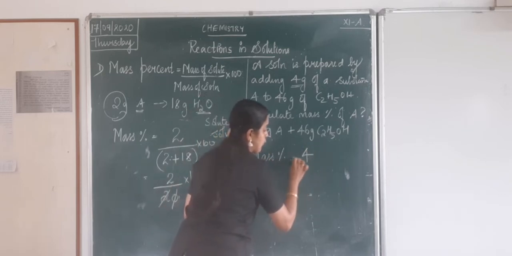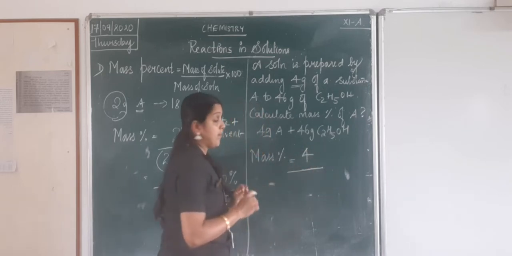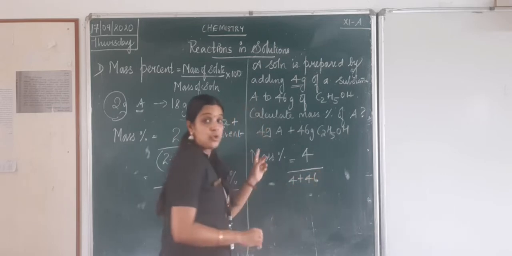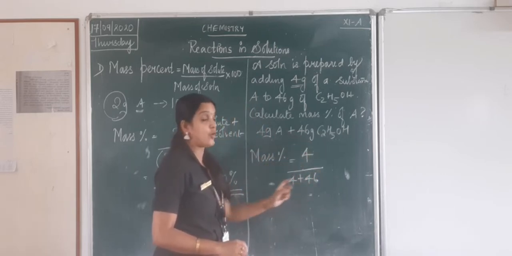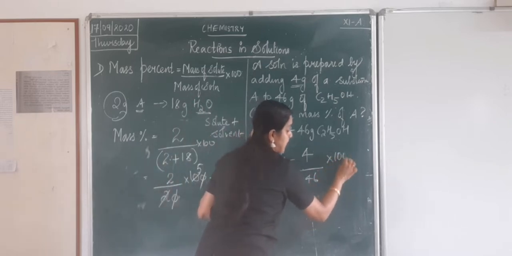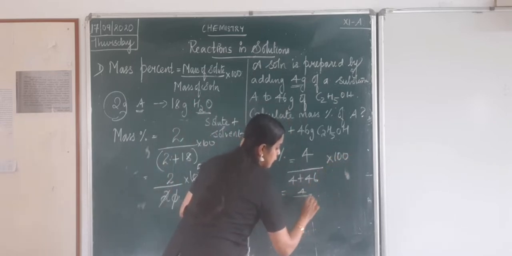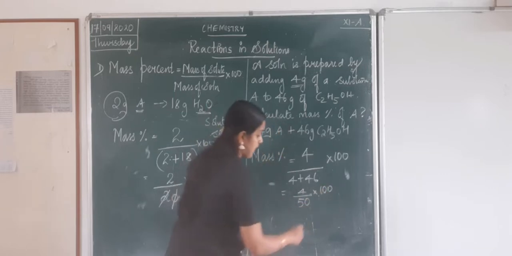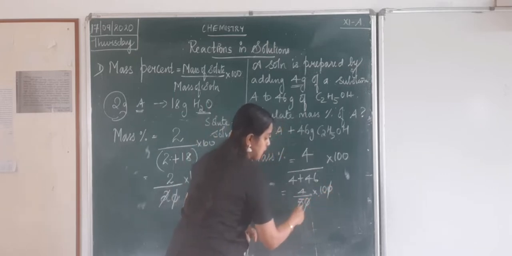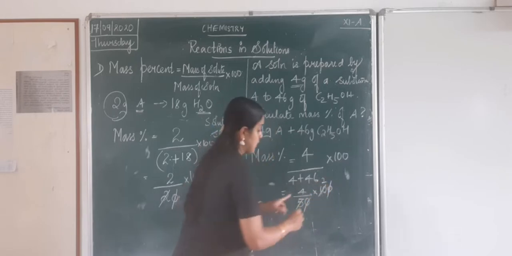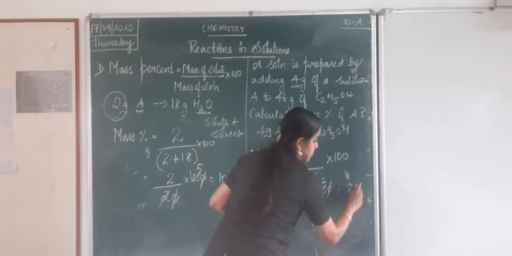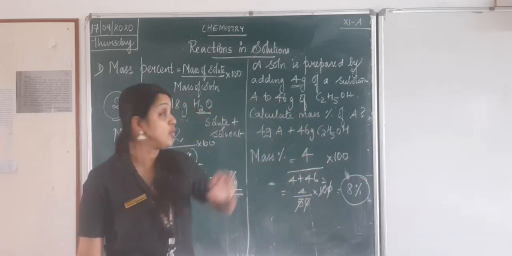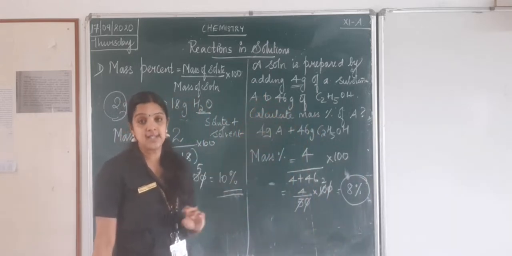So I put 4 on the numerator divided by 4 plus 46, solute plus solvent, into 100, which will be 4 by 50 into 100. What happens here? 5 1s are 5, 5 2s are 10, so 4 2s are 8%. This will be the mass percentage of my solute A, which is dissolved in the solvent.